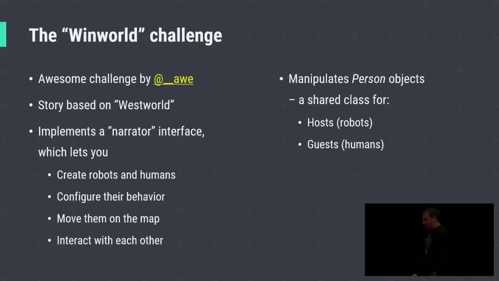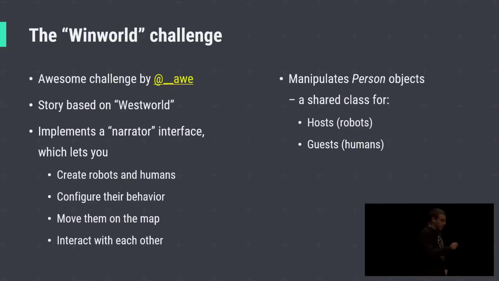Okay, so what we are dealing with here is the WinWorld challenge. It was a great challenge based on the Westworld TV series. Sadly, I didn't watch it since I was extremely busy in the last 2 years just reversing Hyper-V. But the challenge is really cool. It basically tried to implement some kind of narrator, which lets you create both robots and humans, and you can move them on some map, and you can make them talk to each other and interact with each other and fight and do awesome stuff.